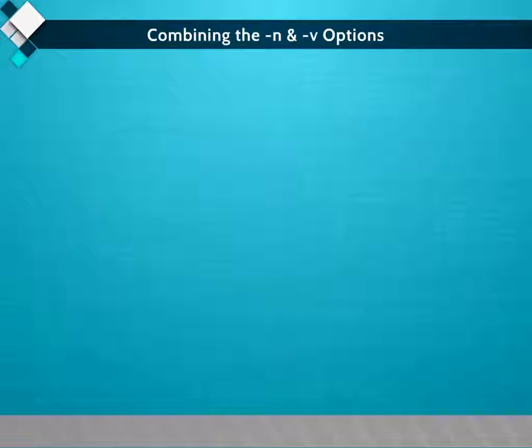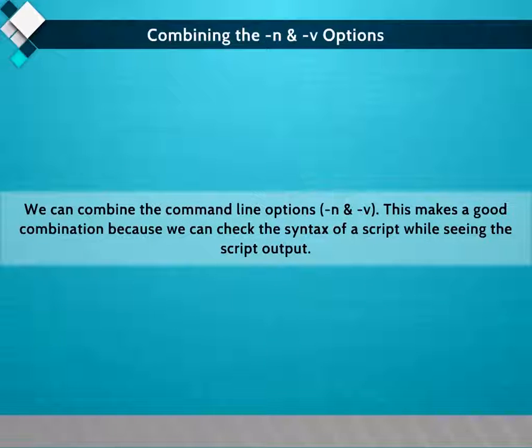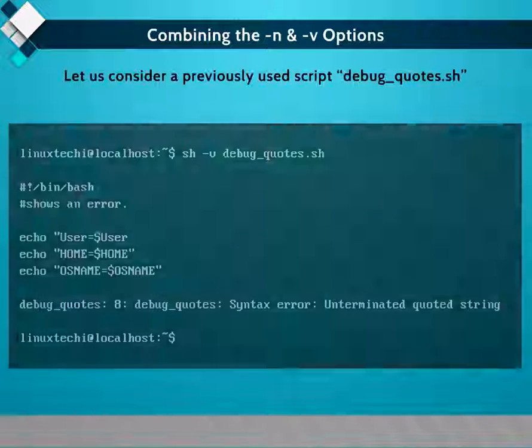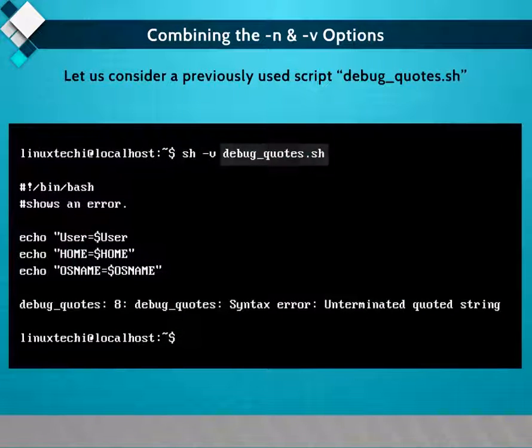Combining the -n and -v options. We can combine the command line options, that is -n and -v. This makes a good combination because we can check the syntax of a script while seeing the script output. Let us consider the previously used script debugcodes.sh.